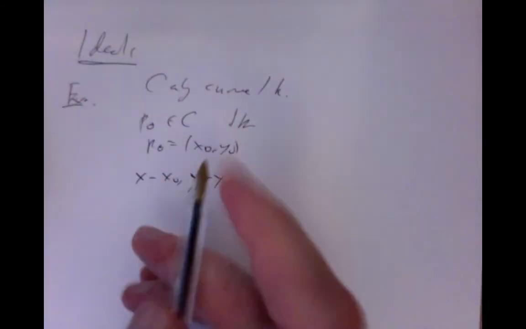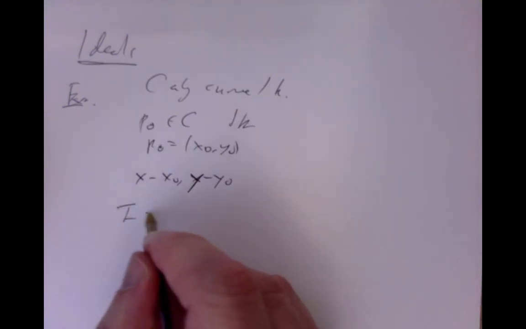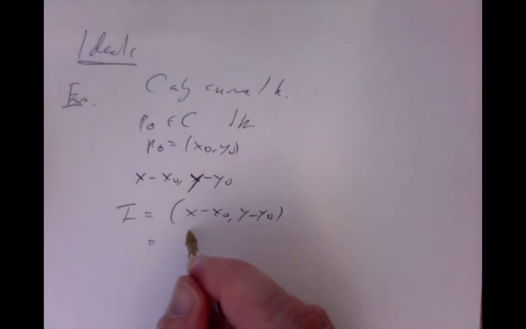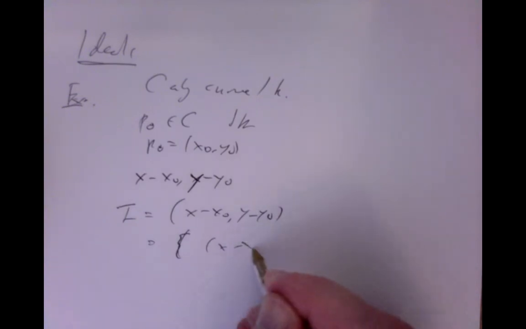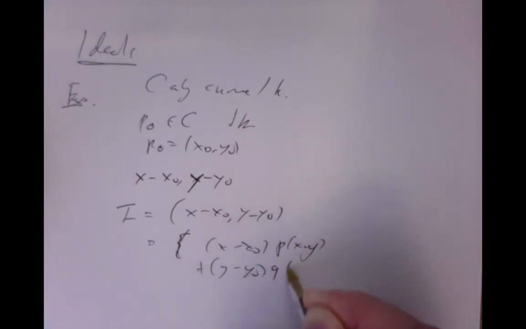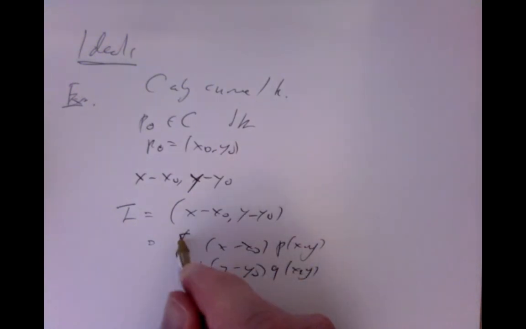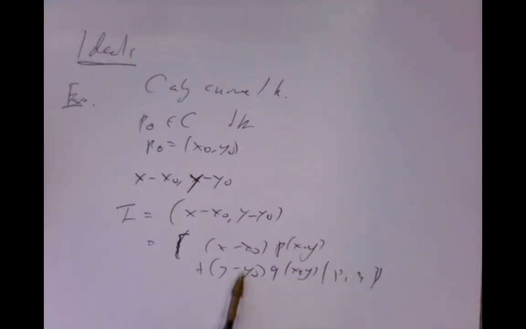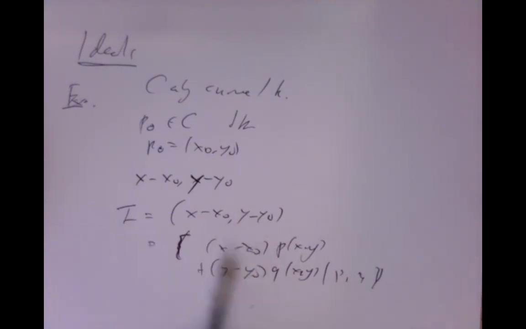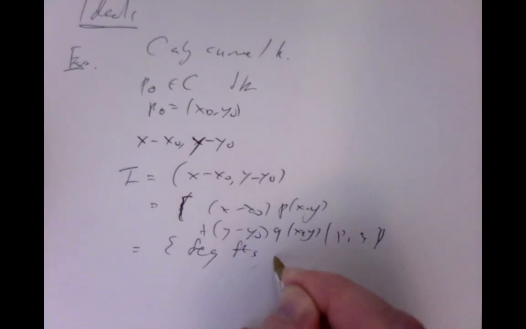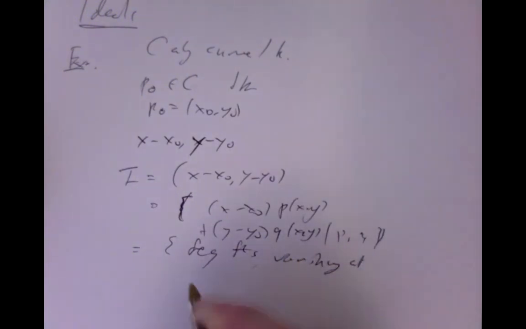And therefore, any function that's a multiple of them vanishes. So the ideal generated by x minus x naught and y minus y naught is the set of functions which look like (x minus x naught) times a polynomial p plus (y minus y naught) times another polynomial q, where p and q are polynomials. All the functions that look like that make this ideal, and that ideal consists of the functions that vanish at that point. So that's equal to the set of regular functions vanishing at that point p naught.